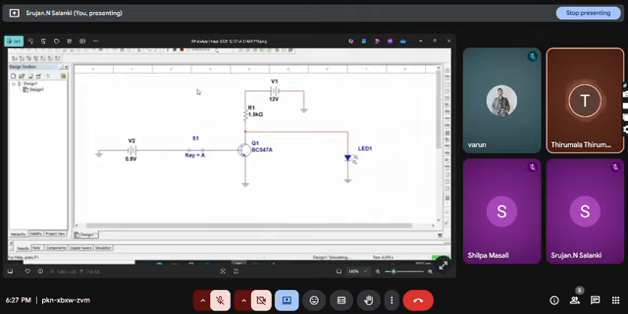When the transistor conducts, current from the 12-volt supply flows through R1, then through the transistor, and finally through the LED connected at the bottom of the circuit. This current flow lights up the LED. The LED serves as a visual indicator to understand when the transistor is conducting.